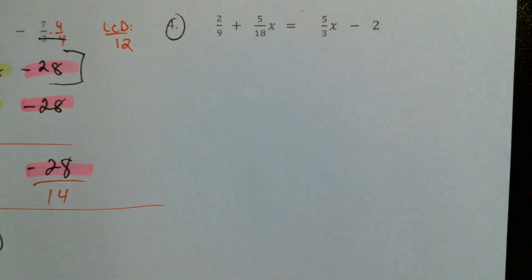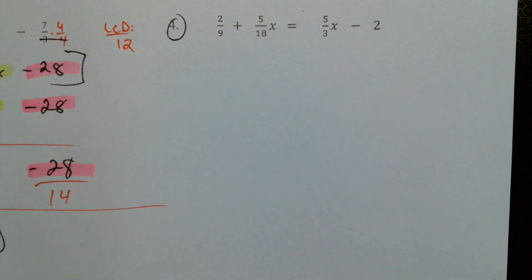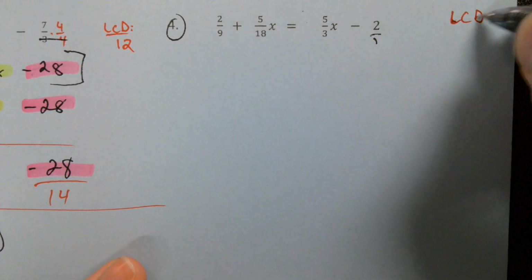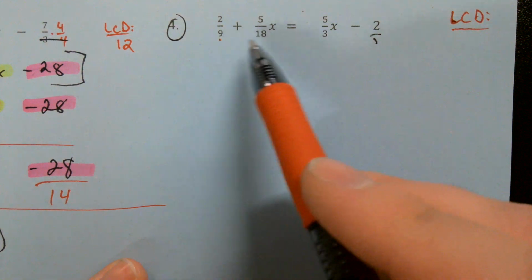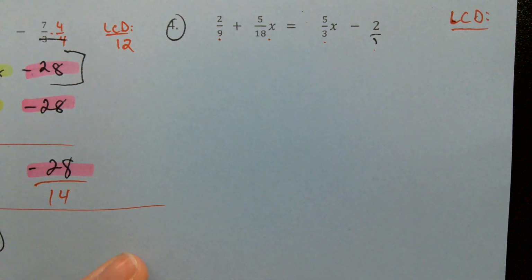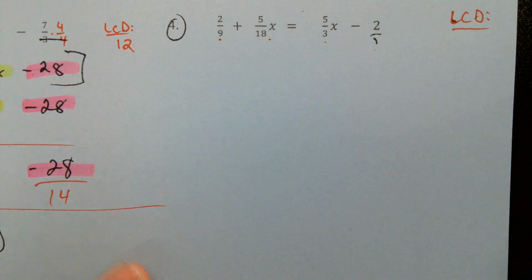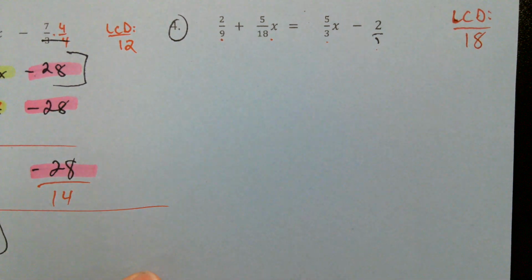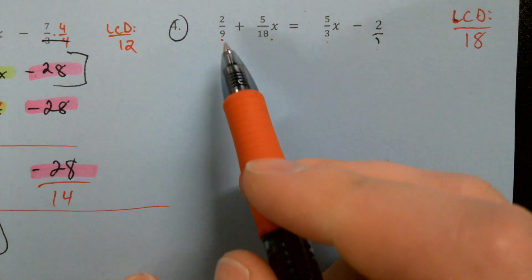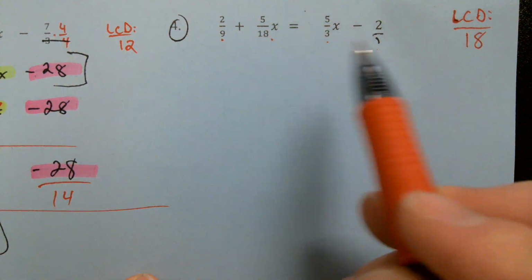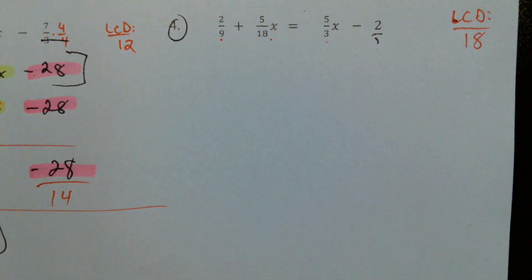What's the very first thing I want to do here to my 2? Put a 1 under it. Good. Step 2 in our notes says to find the LCD. I've got 9, 18, 3, and 1. What's my LCD going to be? 18. Right? Because 9 goes into 18, 3 goes into 18, 1 goes into everything, including 18, and obviously 18 goes into 18. Are we good on finding the LCD? That makes sense, right? Okay.